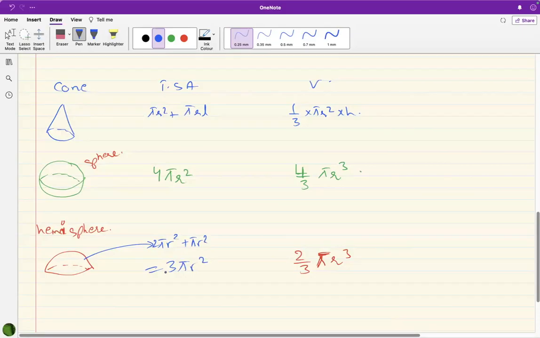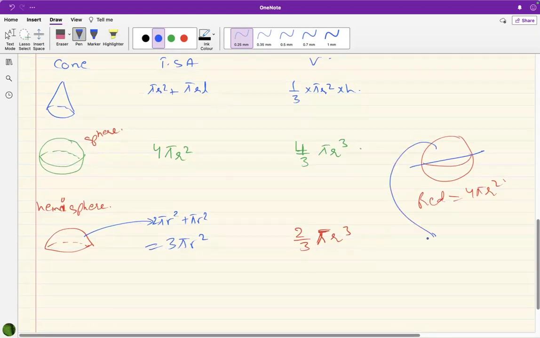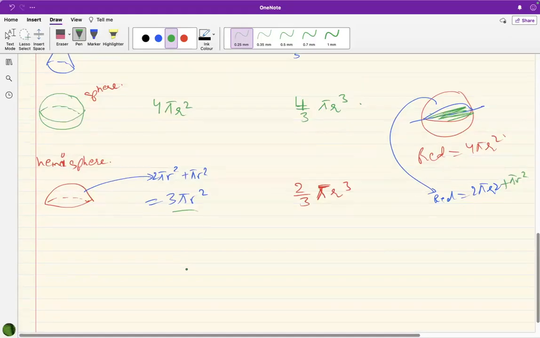Consider an apple. If you have an apple and it is red on all sides, the red area is going to be 4 pi r square. But when you split that apple in half, this top red part would be 2 pi r square, and you see that you have generated one white section, a circle, plus pi r square, making it 3 pi r square.